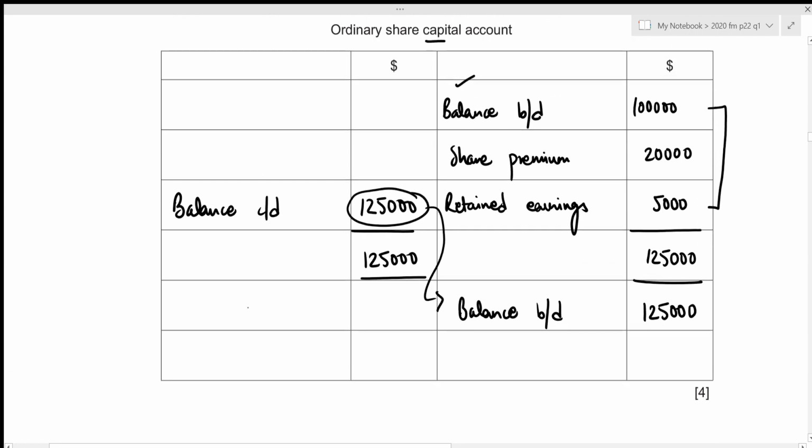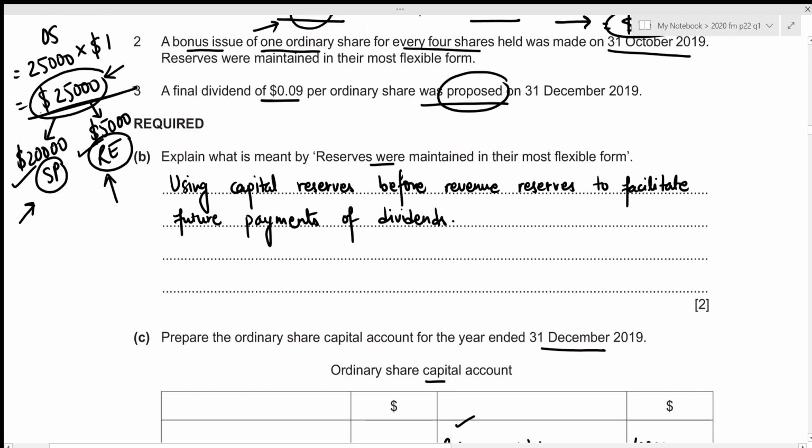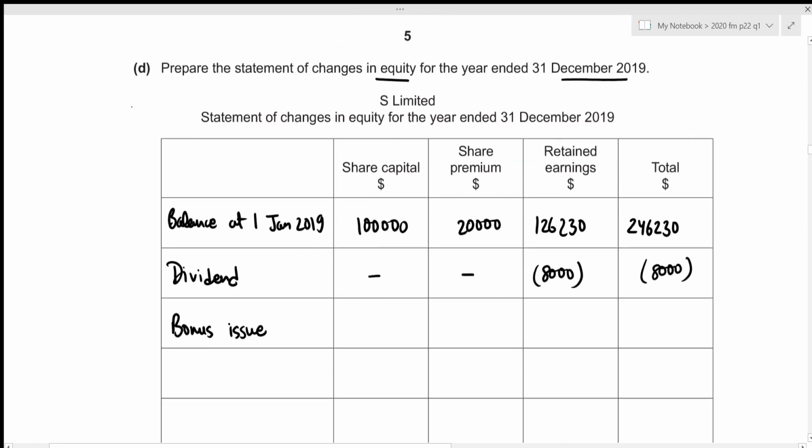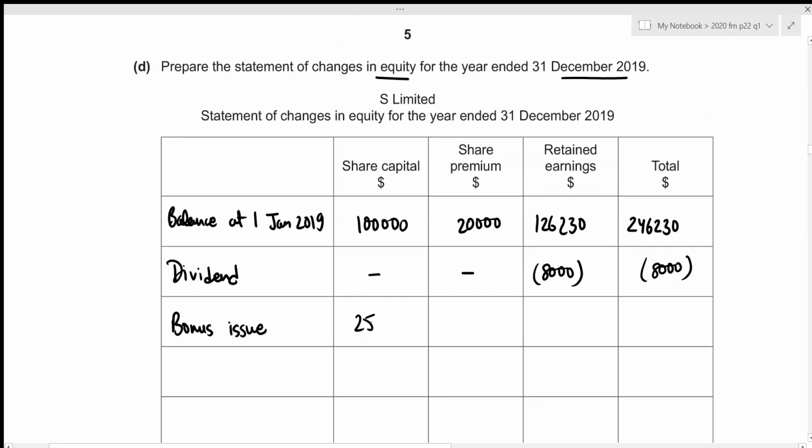Let's have a look. We already calculated that bonus issue will bring in 25,000 to our ordinary share, and now we need to deduct 20,000 from share premium and 5,000 from retained earnings. Let's do that. So that's going to be 25,000 addition to share capital, 20,000 deduction from share premium, since this is used to fund this bonus issue, and 5,000 deduction from retained earnings. And always remember that the total for our bonus issue is always going to be 0.